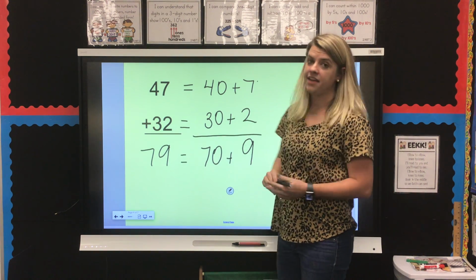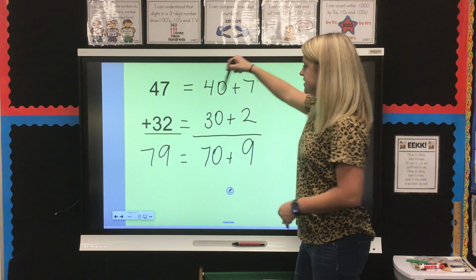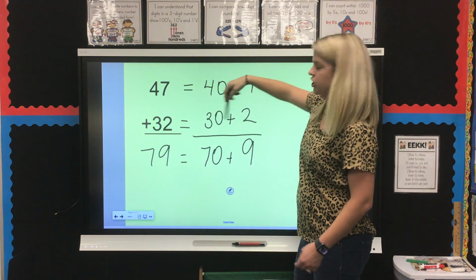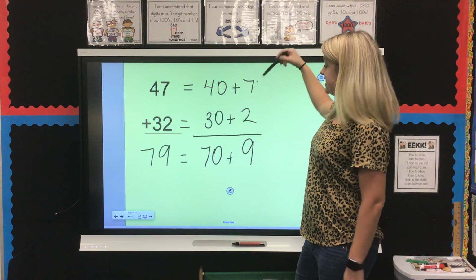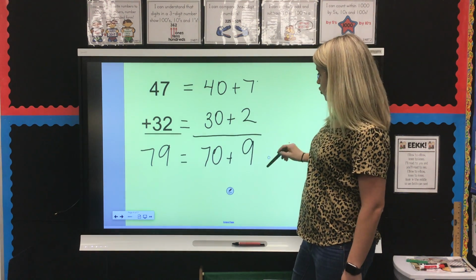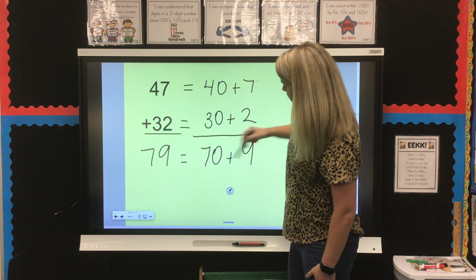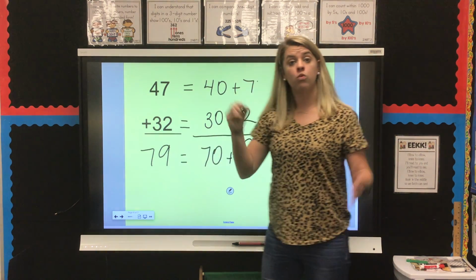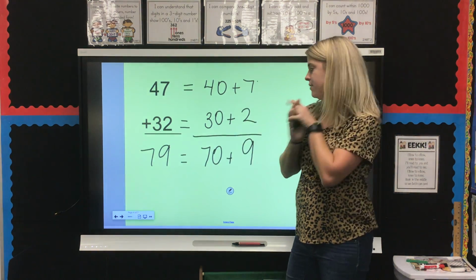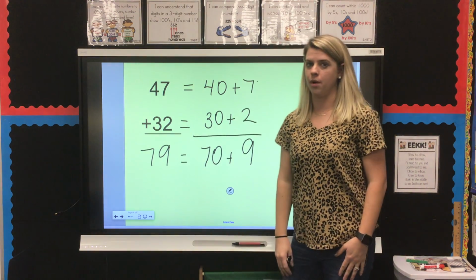Great job. Okay, so remember, step 1, decompose each number. Step 2, add your ones because we always start with our ones. Step 3, add your tens and then reunite them as a standard form number.